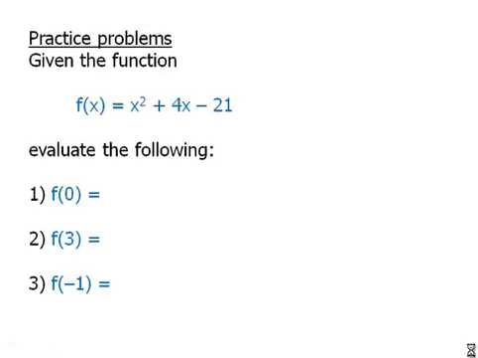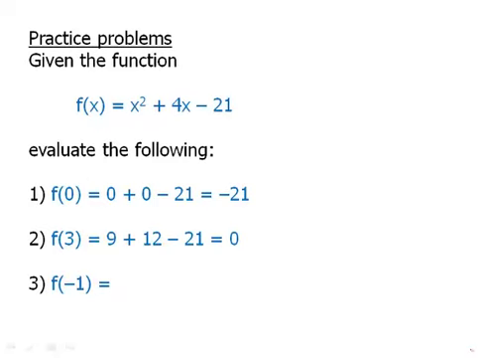Here are some practice problems. Given this function, evaluate the following. You can pause the video and then we'll talk about these. Okay, so when we plug in x equals 0, then of course the first 2 terms are 0, we just get the negative 21. f of 0 has an output of negative 21. f of 3, when we plug that in, we get 9 plus 12 minus 21. All that cancels and we wind up getting 0. So f of 3 equals 0.